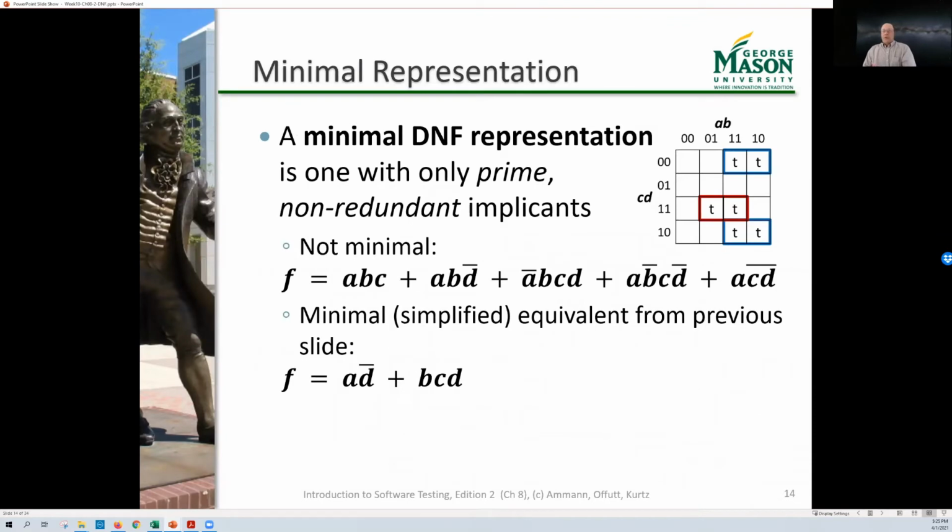Okay, so when we're looking at the minimal representation, I kind of talked about this on the previous slide. The minimal representation is just working out the maximum size rectangles and finding what that solution is. So same example as on the last slide. If we went with this long predicate here and filled in all the individual true values, we can find our maximally sized rectangles and come out to A not D or BCD.